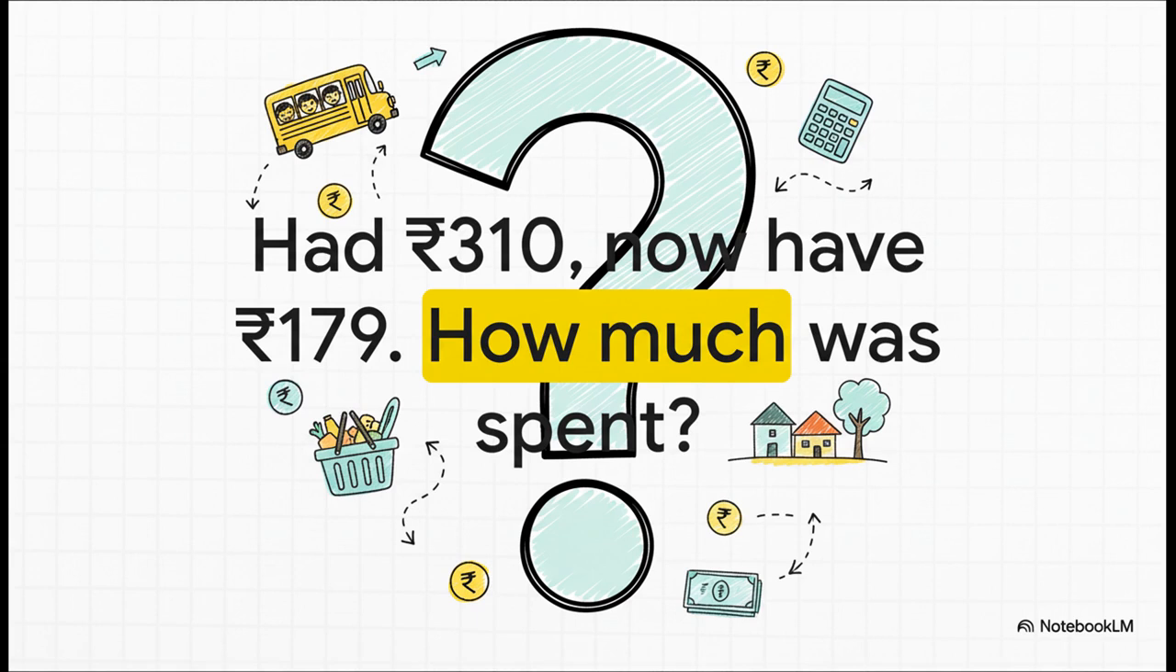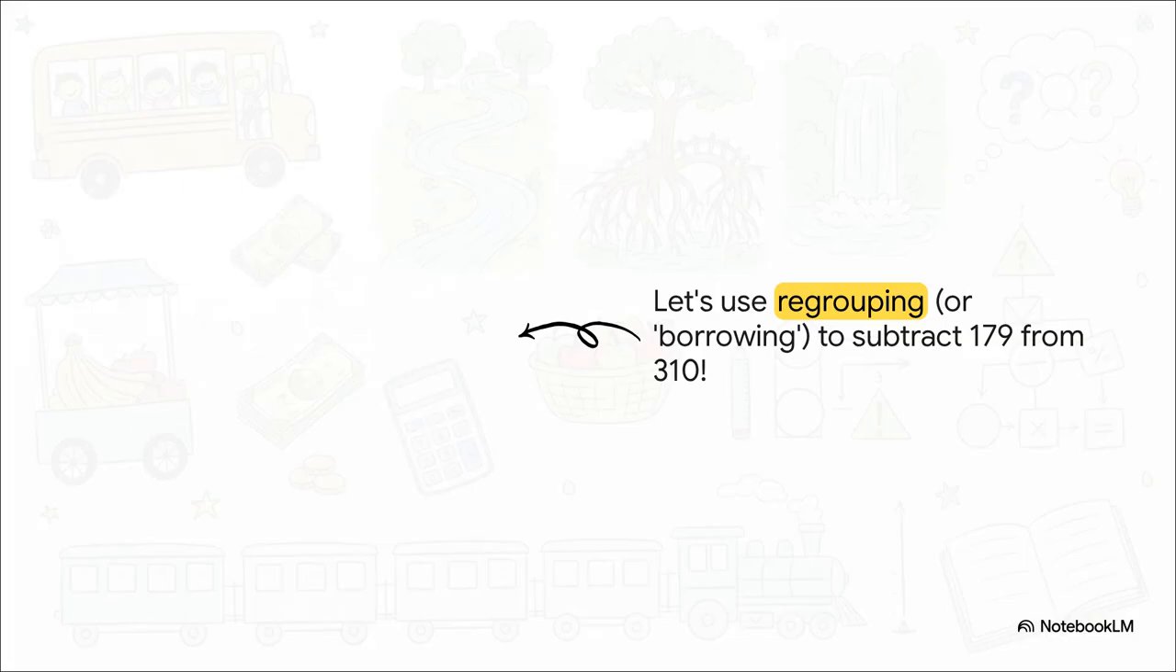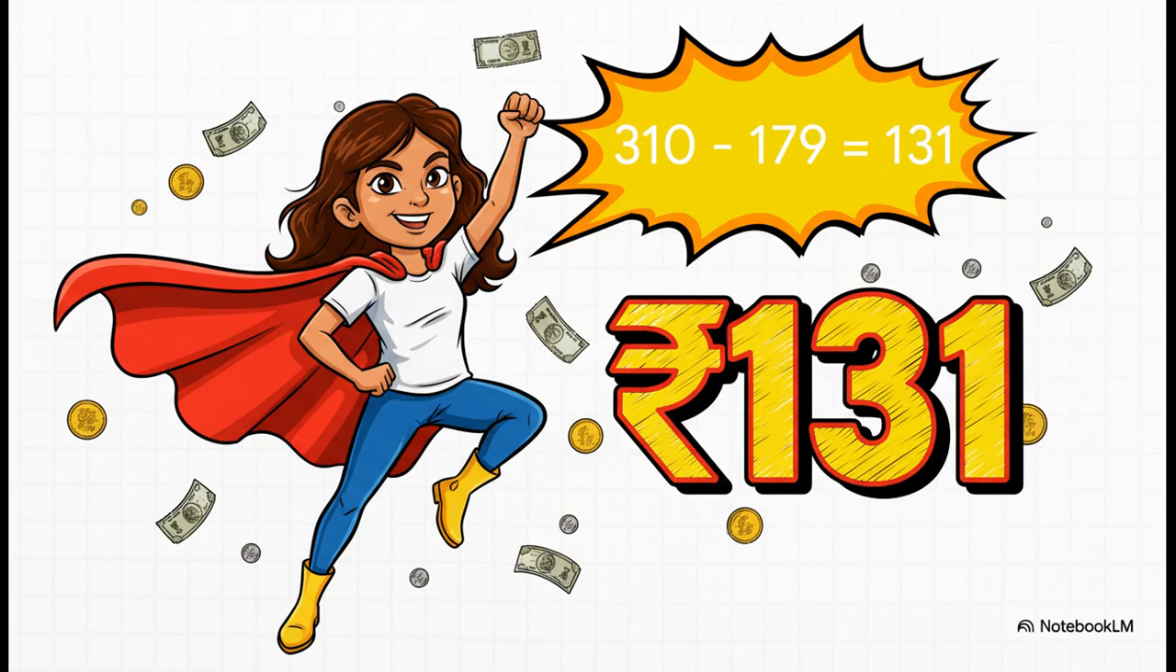So to find out how much money they spent, we just have a classic subtraction problem to solve. 310 minus 179. And this is where that little bit of magic called regrouping, or borrowing as you might call it, comes into play. You see, we can't take 9 away from 0 in the ones place, can we? So we have to borrow from the next column, the tens place. It's a neat little trick that helps us solve these problems. And there we have it. After subtracting, we get 131. So they spent a total of 131 rupees. See, math is a real-life superpower, especially when you're managing your money.